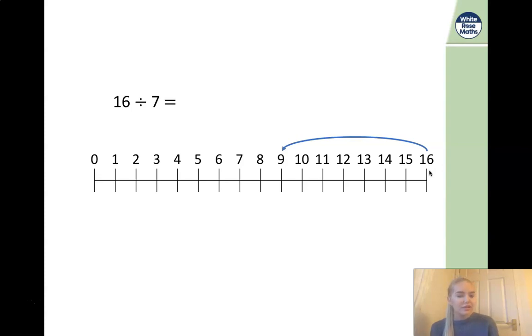And we can see that because 9 is larger than 7, we can make another group of 7. We've landed at 2. And we know that we cannot make another group of 7 when we only have 2 remaining. So we have made 2 groups and we have 2 remaining. So 16 divided by 7 is 2, remainder 2.